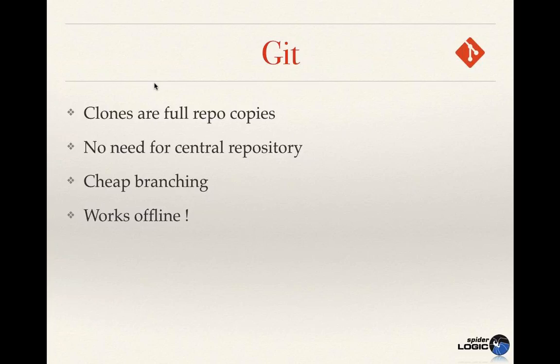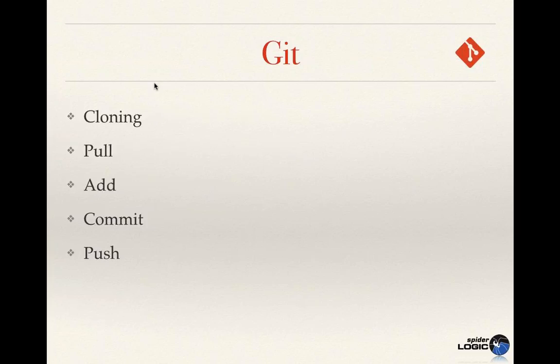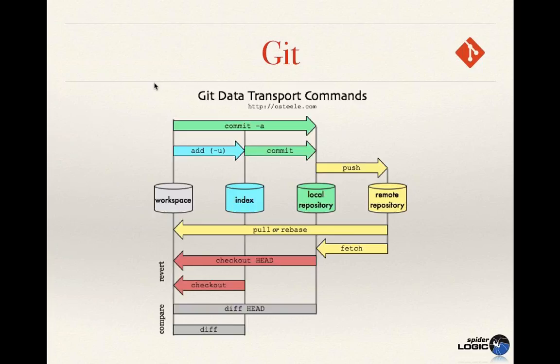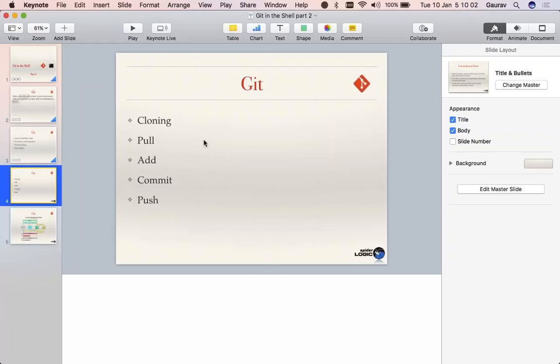And it works offline. This is one of the features I like. I can keep committing locally and structure the commits however I want, and then push when I'm ready to push. So these are the things I'll be telling you about: cloning, pull, add, commit, push. This is all you're going to need tomorrow when we are switching to Git. So let's just start. I'll show this later on.